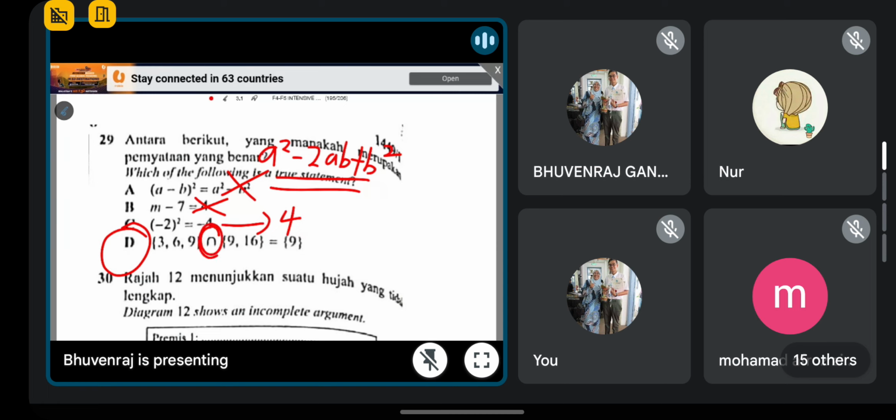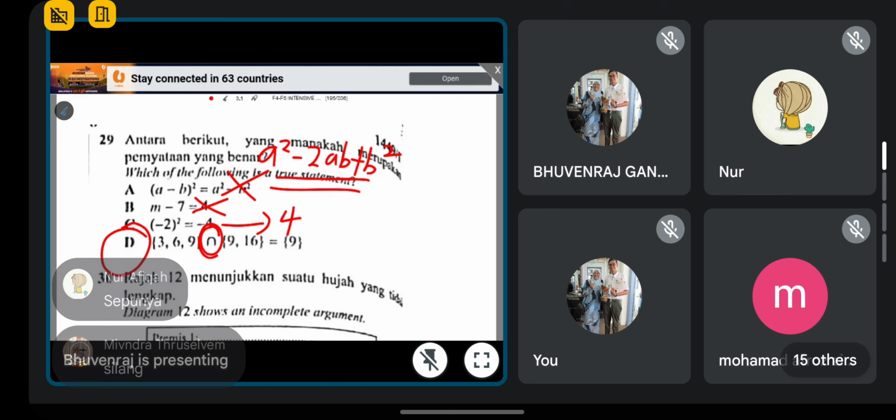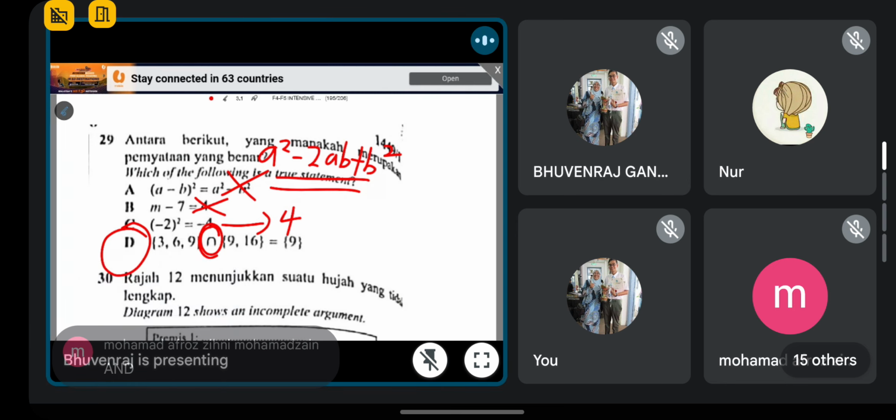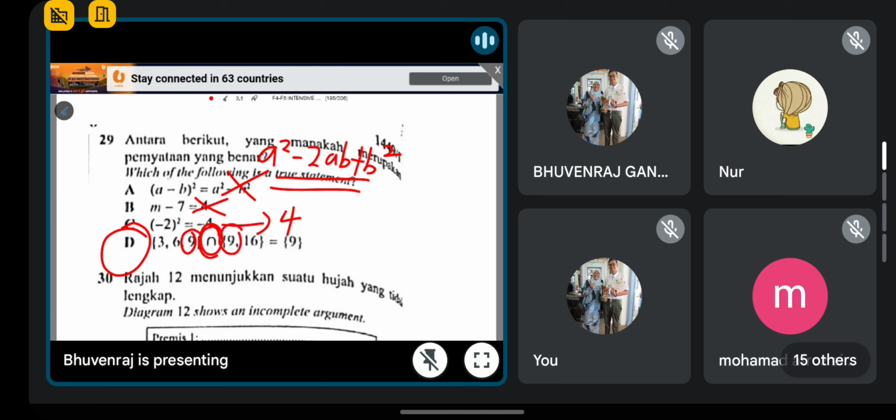Okay, these guys, can you tell me what is this symbol? Apa simbol yang ni? Yes, persilangan. Okay, very good. Yes, you can say N also, can. Okay, so this is the silang lah, or intersection sign. Okay, so you will take the common term. Kamu akan ambil ungkapan serupa, which is number 9. So this is why D is correct.